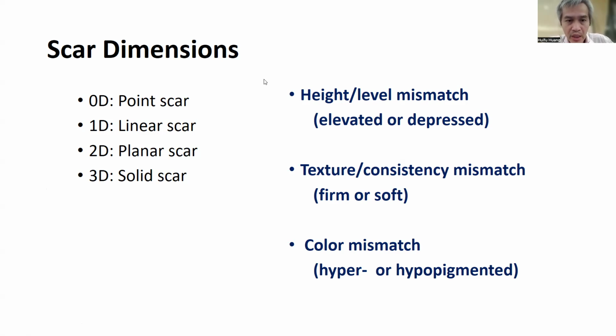When we try to examine the scar, I use this concept. The first is height or level mismatch. The scar may be elevated or depressed. Then the texture or consistency mismatch. The scar may be firm or soft. And the final one is color mismatch. The color may be hyperpigmented or hypopigmented. So this is scar mismatch.